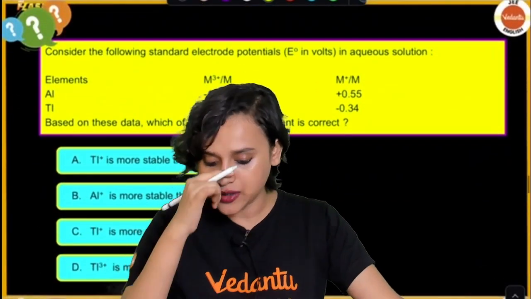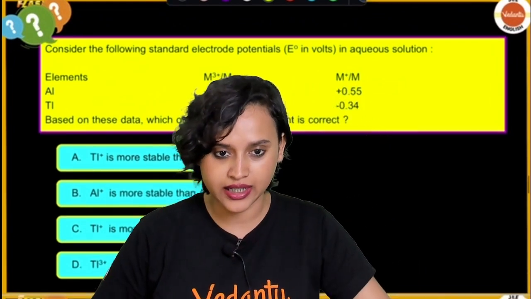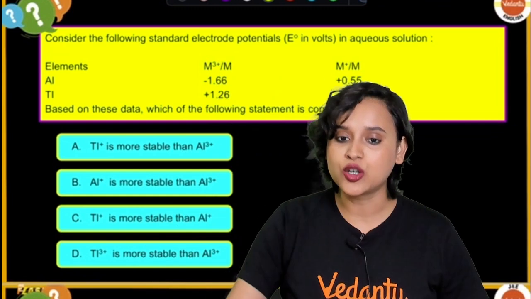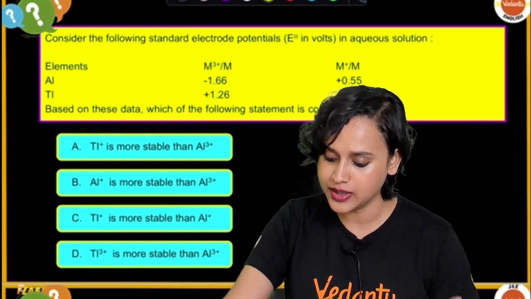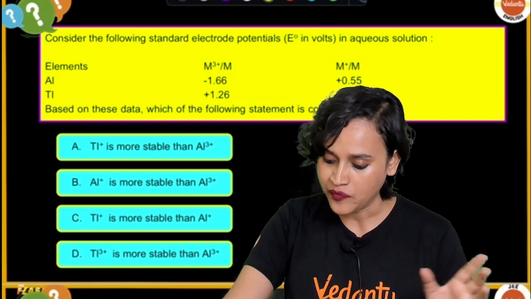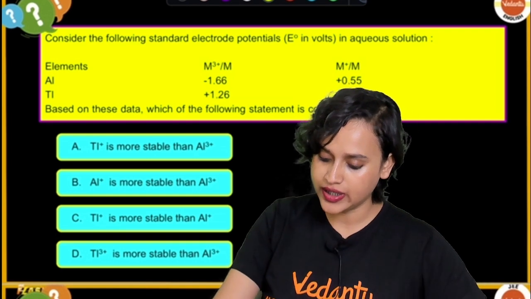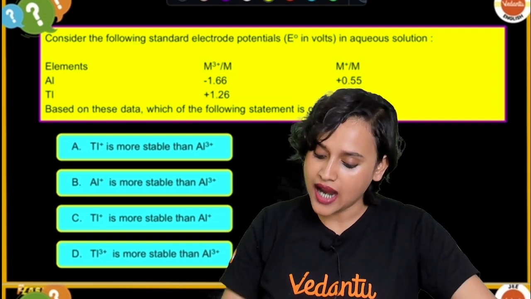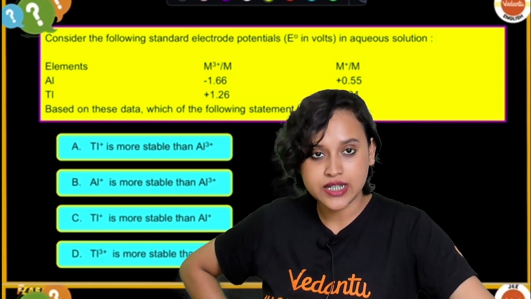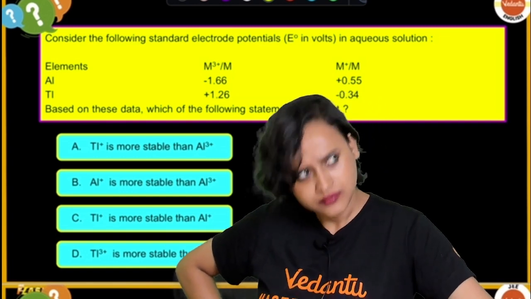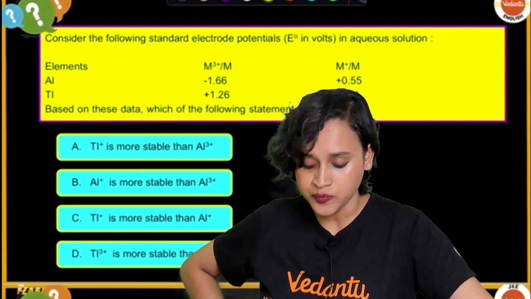Now let us try to solve a question here. The question, everybody, is: consider the following standard electrode potentials in aqueous solution for elements. For M3+/M, aluminium is -1.66, and for M+/M, it is +0.55; thallium is 1.26 and -0.34. Based on this data, which of the following statements is correct? Tl+ is more stable than Al3+. Yes, that is absolutely true.